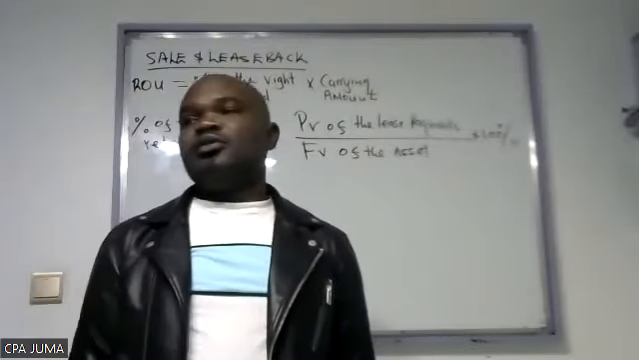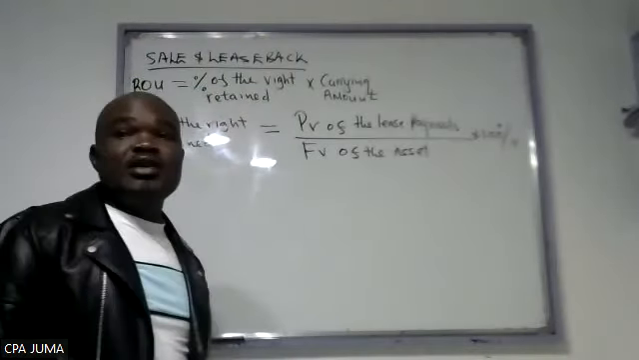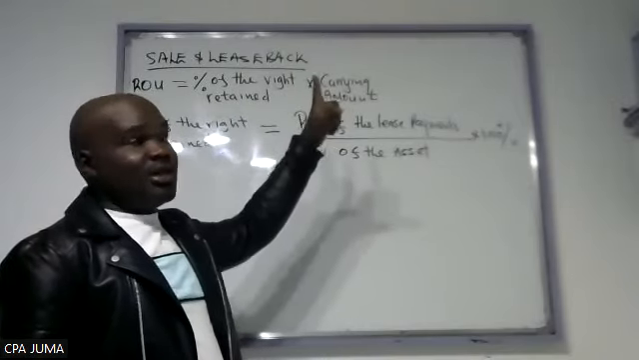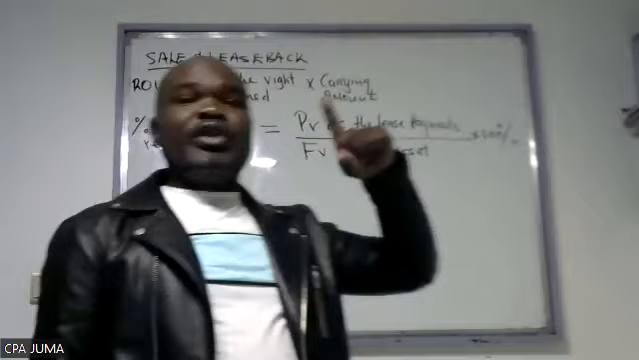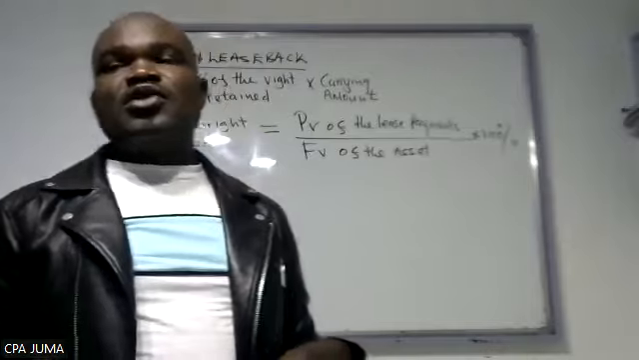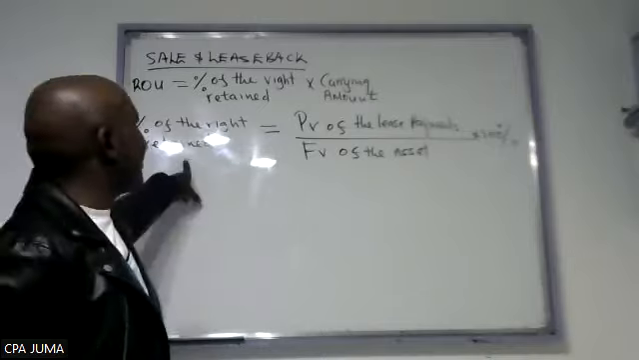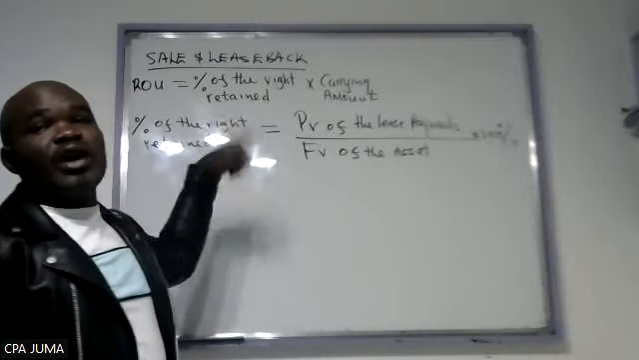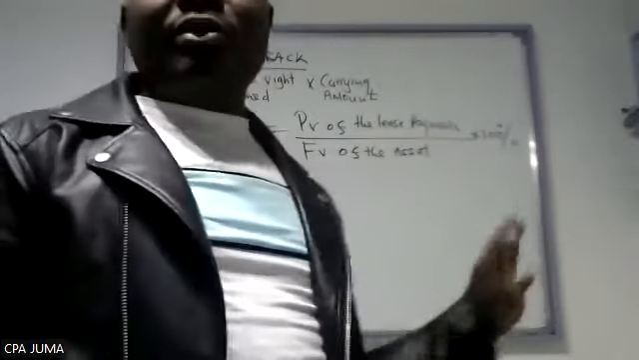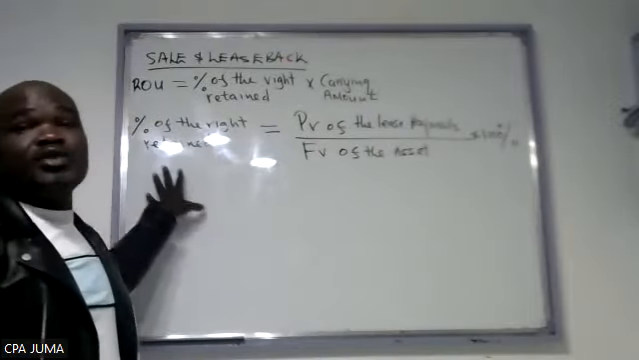Full stop. So if the percentage you retained was 20, it means you gave the buyer 80%. So profit is calculated on the rights which you have transferred. So how do you get the right transferred? Right transferred is 100% minus the right retained. That is how you get the right you are transferring. There's no big deal there. I'm not even showing you how to calculate that.